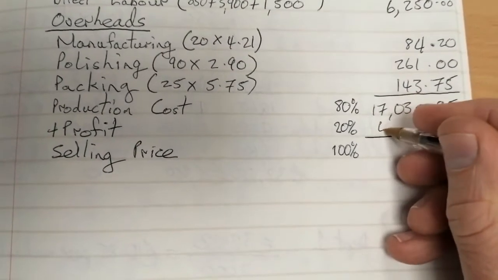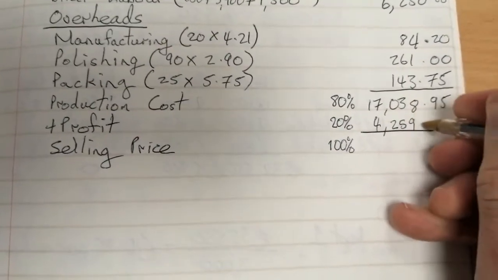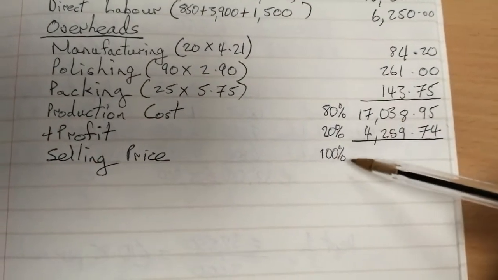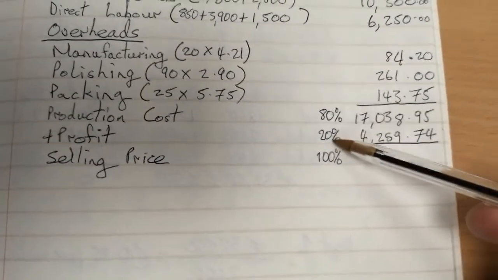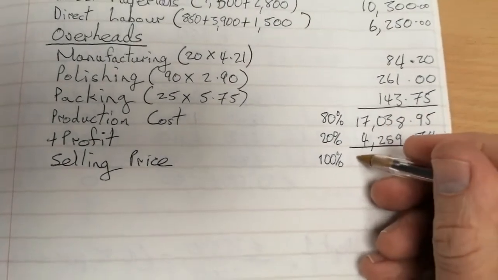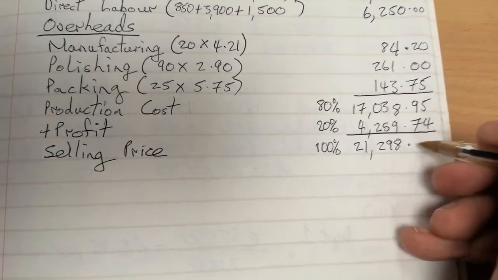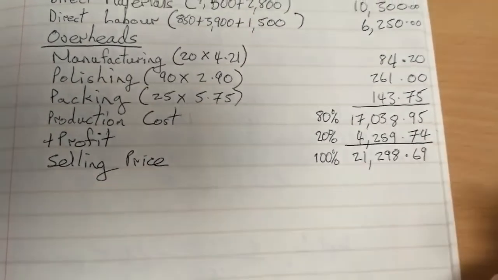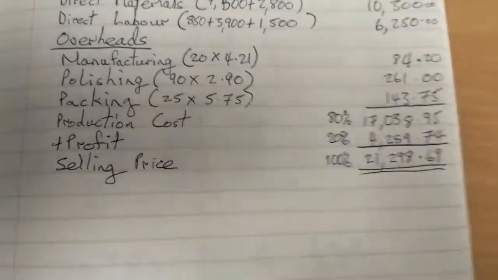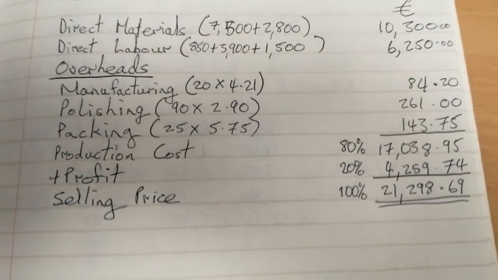So if you did that, this would turn out to be 4,259.74. And then we know that if this 100% is 80 plus 20, all we have to do is add these two together and we have our selling price. And that would work out to be 21,298.69, isn't it? Yeah, it looks right to me. And we're done. That's job number 999, the selling price calculated.